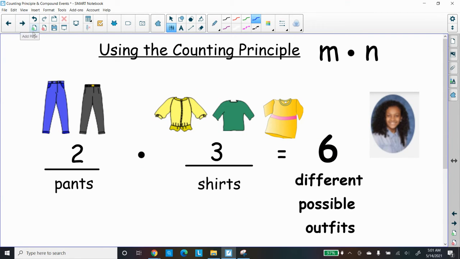But we're talking about the counting principle. And let's apply that to Najee's situation. If you remember in the problem, Najee had 2 pairs of pants and she had 3 different tops.